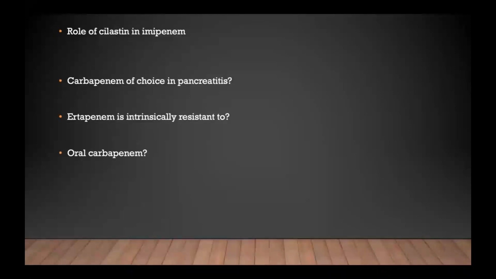Yeah. So in imipenem, what is the role of the cilastatin? You know, imipenem comes with cilastatin, right? Yes, ma'am. So what is the role of the cilastatin in imipenem? Cilastatin inhibits the dehydropeptidase enzyme in the renal tubule, ma'am. So it prevents the degradation of imipenem.